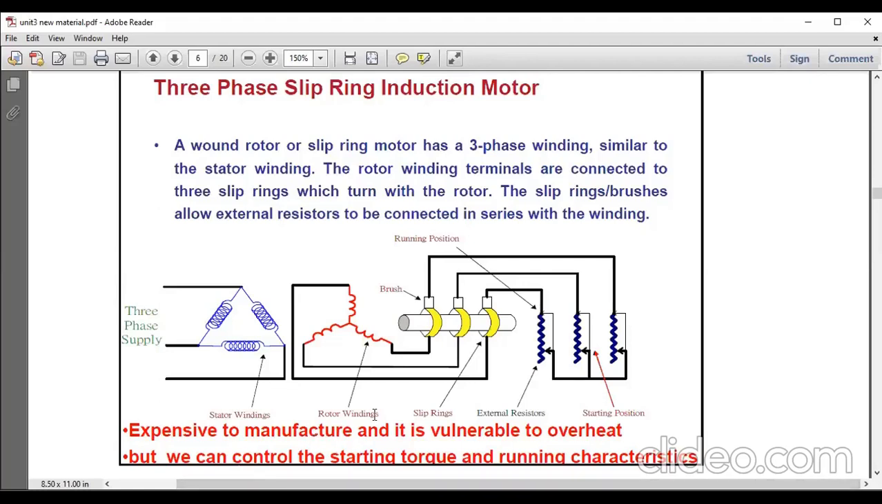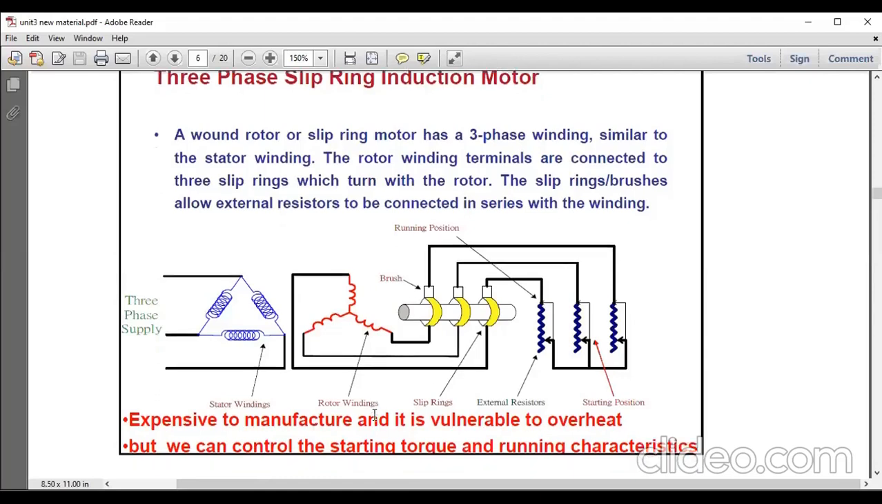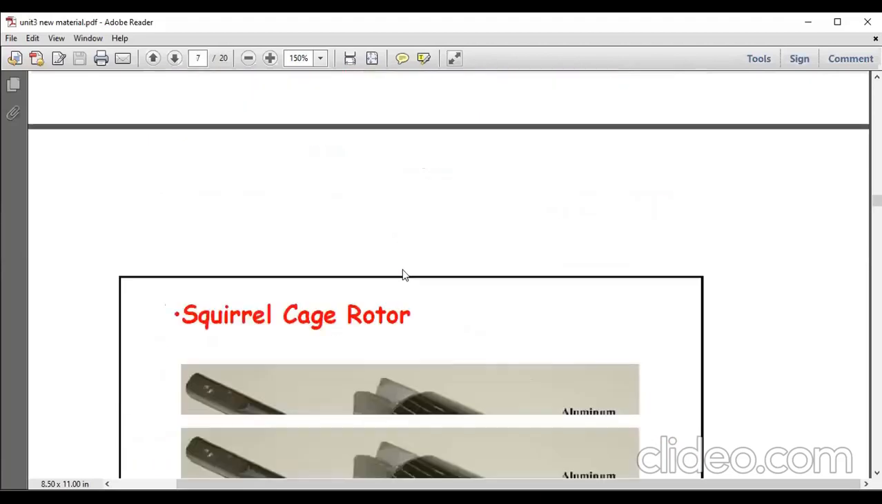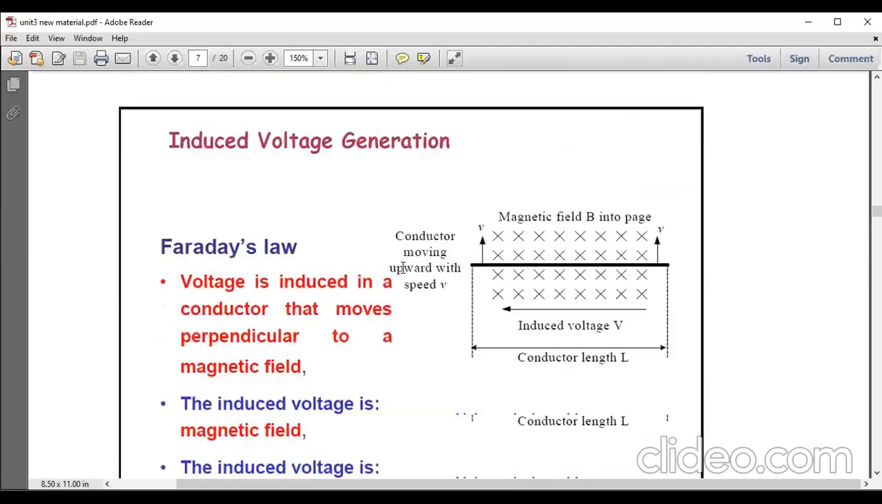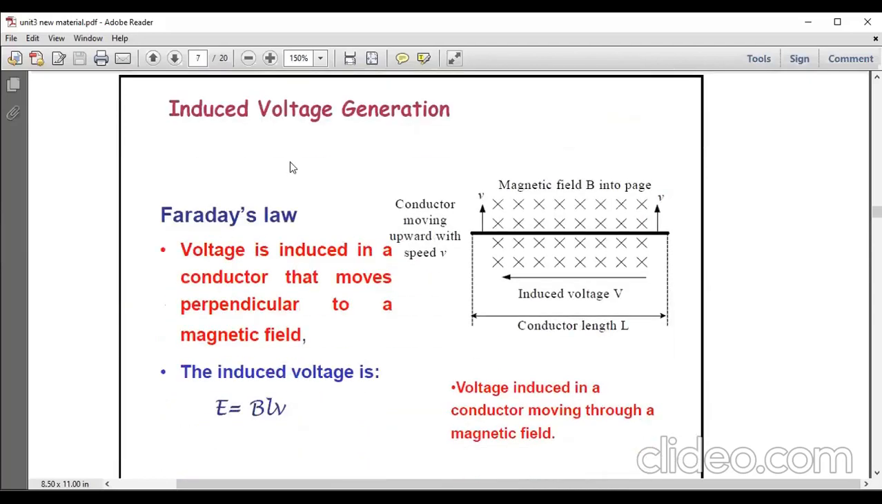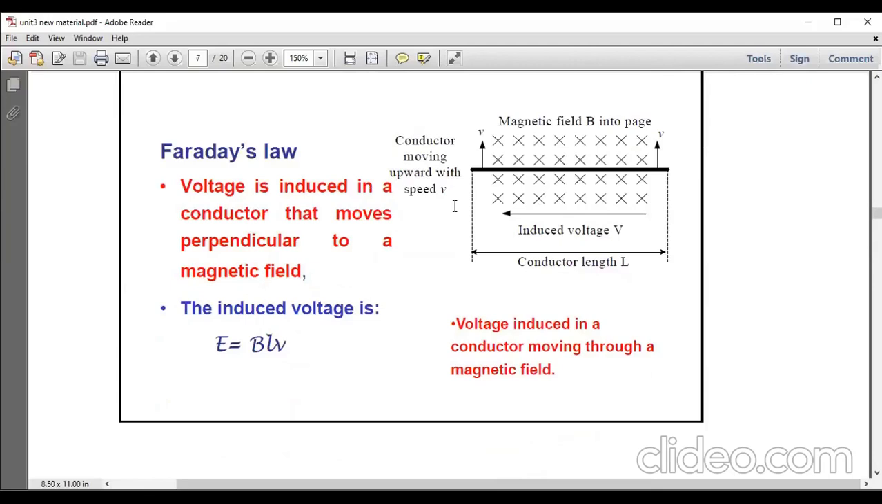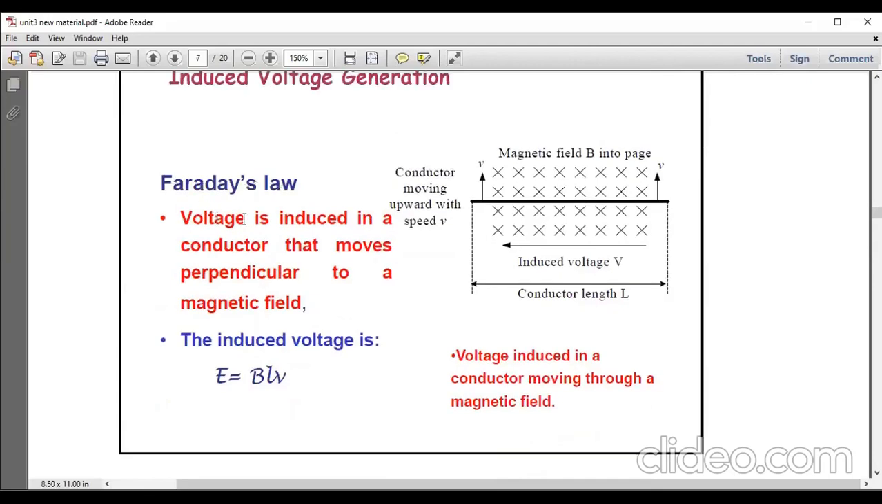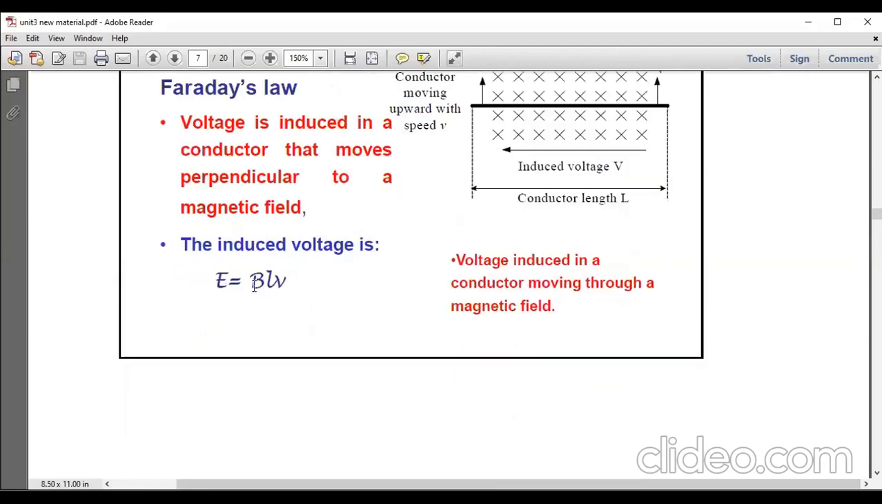When we discuss the characteristics, we can go into more information. So look at this induced voltage generation. As per Faraday's law, voltage is induced in a conductor that moves perpendicular to a magnetic field, and the magnitude is E equal to BLV.